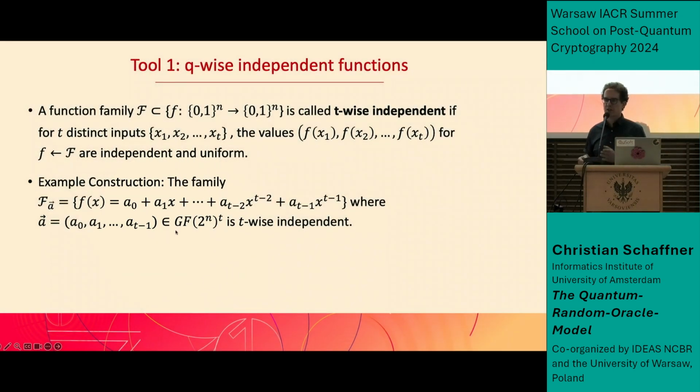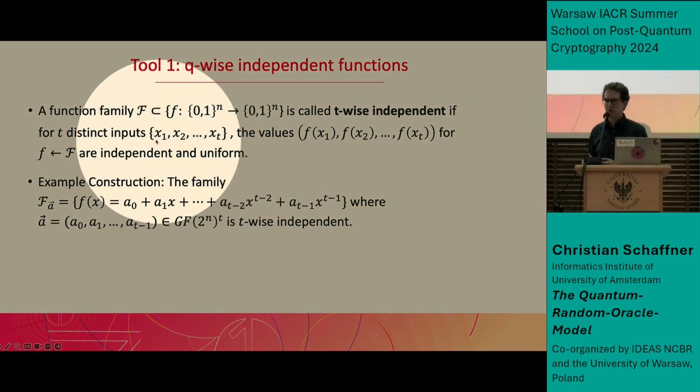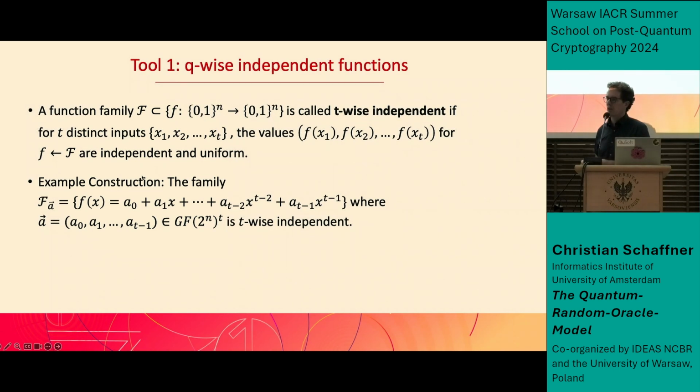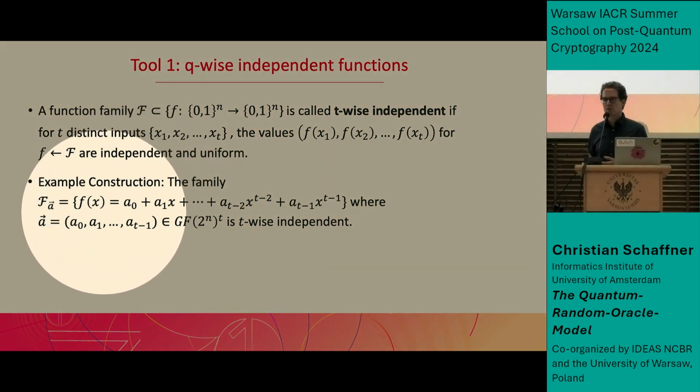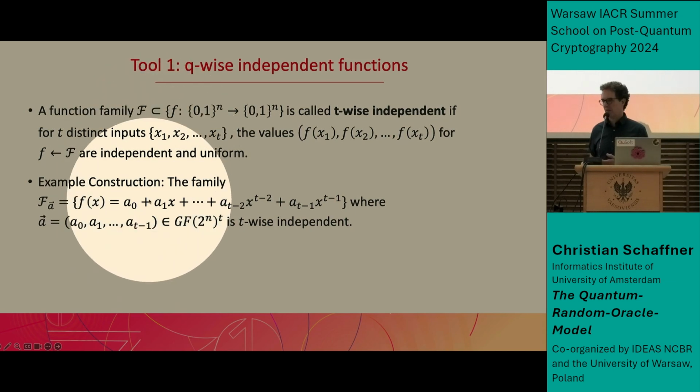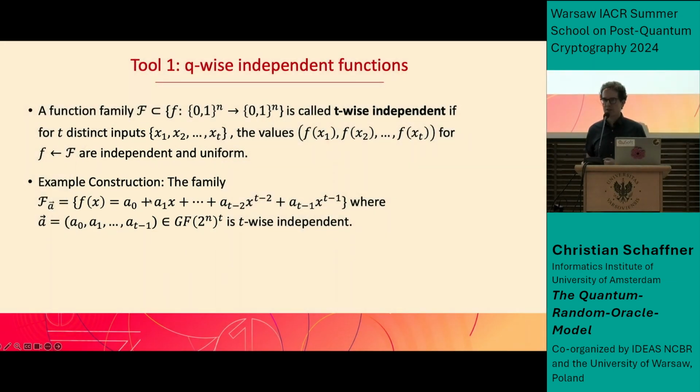So if you have evaluations at different points, if you start with a list x1 to xt, and you vary over these functions, then all those evaluations will look independent and uniform. And this function family is much smaller, since you only need to specify these coefficients, which is way less than specifying arbitrary functions. So this is an example of how to build a t-wise independent function family.